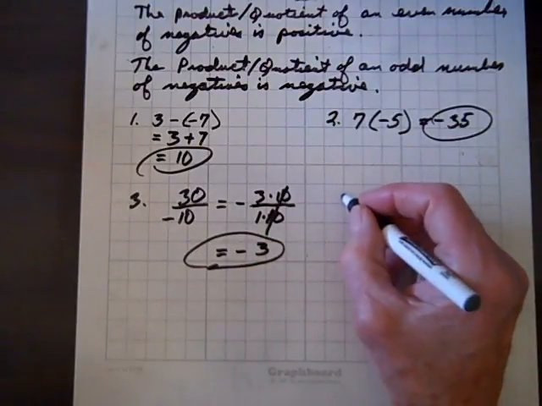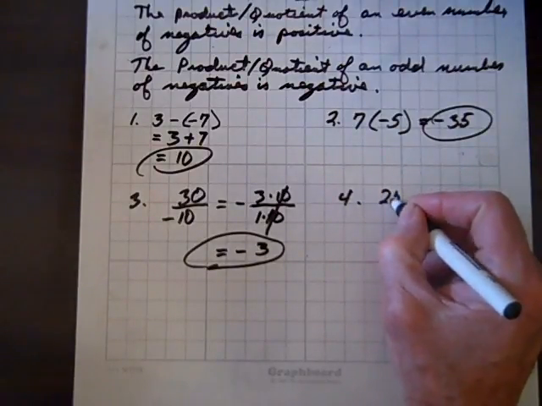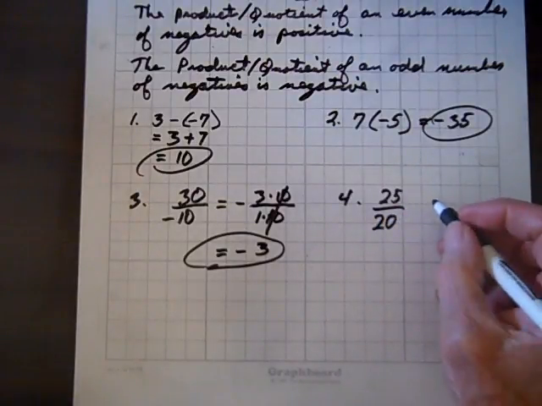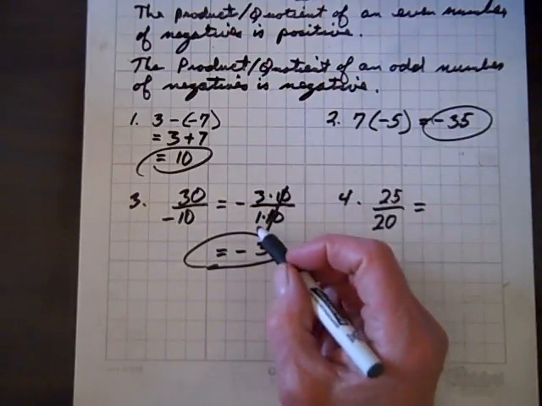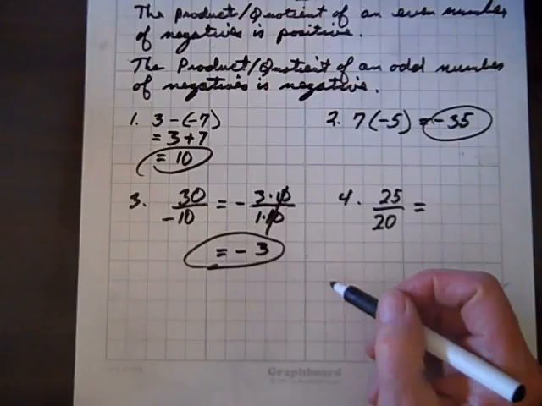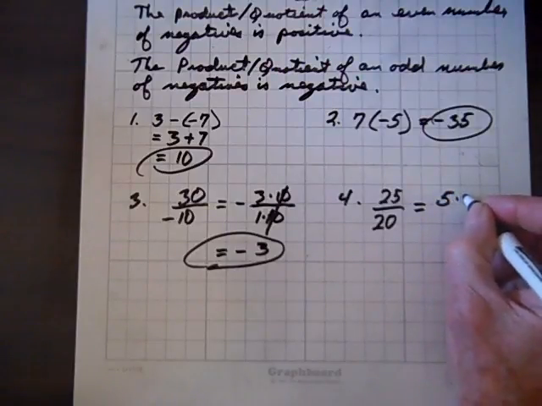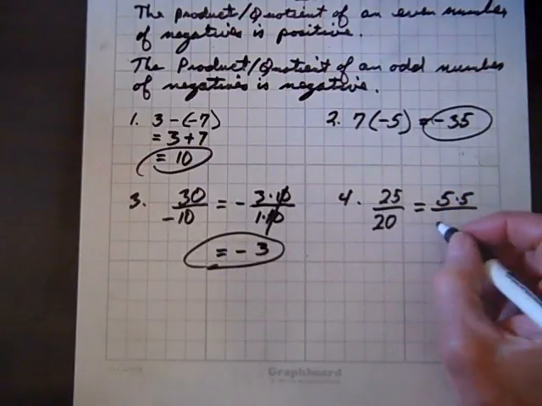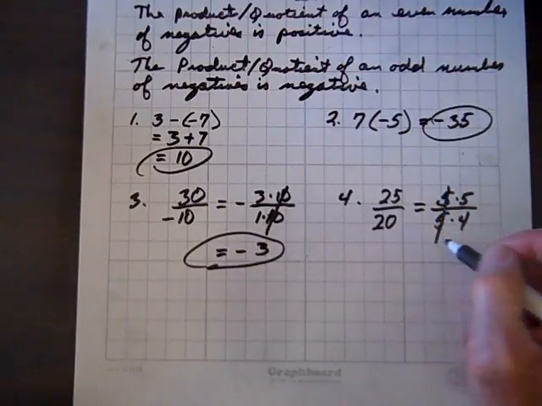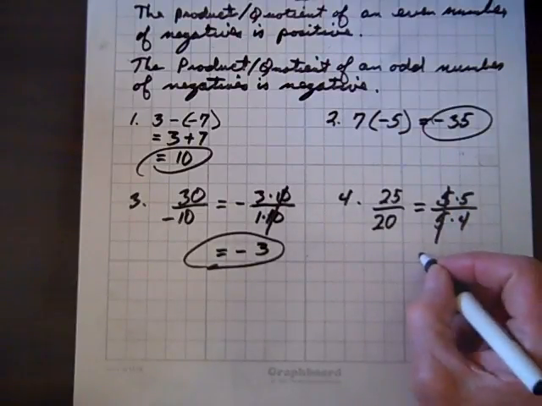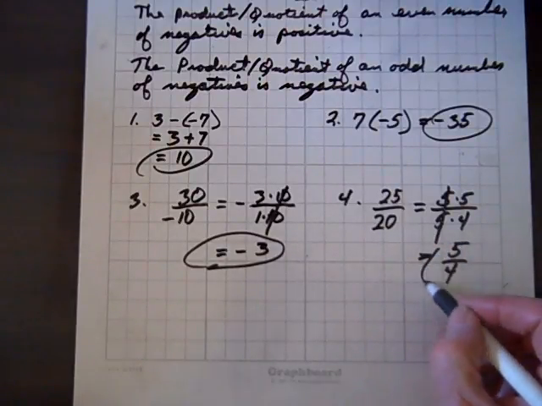So, number 4, let's see what we have. Oh yes, 25 over 20. And we have to simplify this or reduce. So notice, for this problem over here, I factored first and then divided out common factors. So we're going to do the same thing here. 25 is 5 times 5, and 20 is 5 times 4. And now the 5's divide out, and we have remaining 5 over 4. And we are done with that.